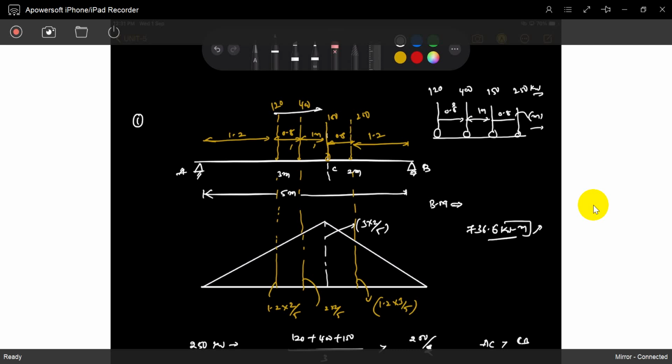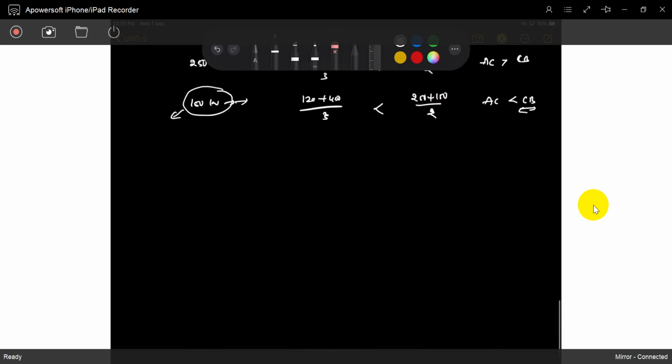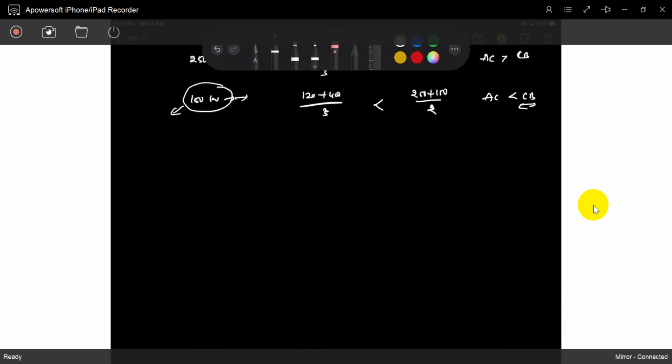That's it. These are the maximum bending moment at a particular section. Okay, that's it. That's the story.